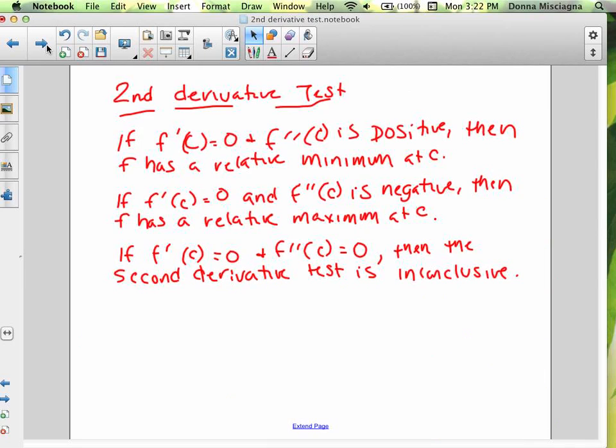Quick little review. Second derivative test: if f prime of c is 0 and f double prime of c is positive, then f has a relative minimum at c. If f prime of c is 0 and f double prime of c is negative, then f has a relative maximum at c. Right, so just think, positive minimum, negative maximum. If f prime of c equals 0 and f double prime of c equals 0, then the second derivative test is inconclusive and use the first derivative test instead. Right?